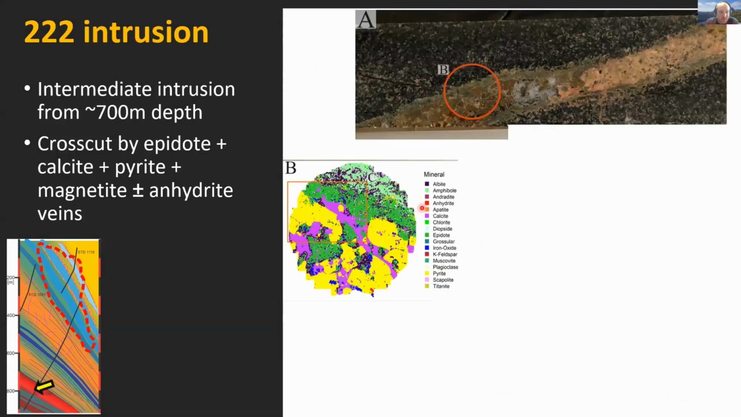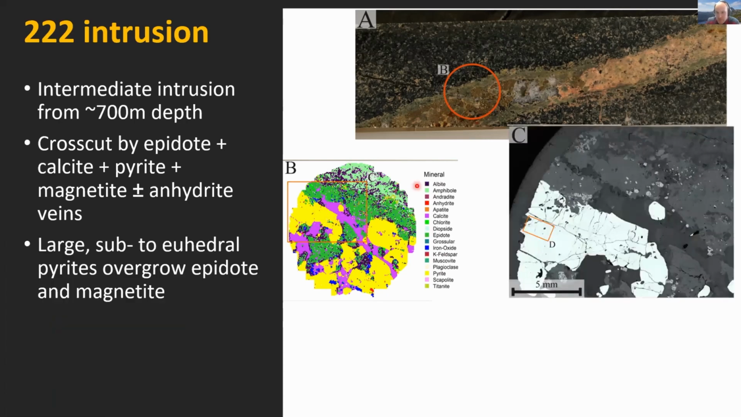Then even further down, we go into the intermediate intrusions. Up here, the photograph from the core is cross-cut by this epidote pyrite calcite vein. It's shown down here in the XMOD. The green color in this case is epidote, and the yellow color is pyrite. The pyrites are relatively euhedral to subhedral, and they overgrow epidote and magnetite. So this is a relatively reduced setting compared to the ore zone, which was much more oxidized based on the hematite and bornite.